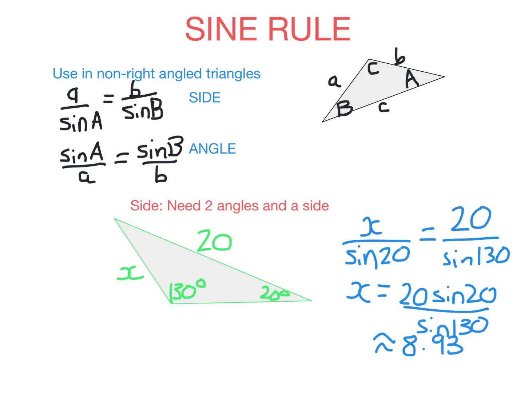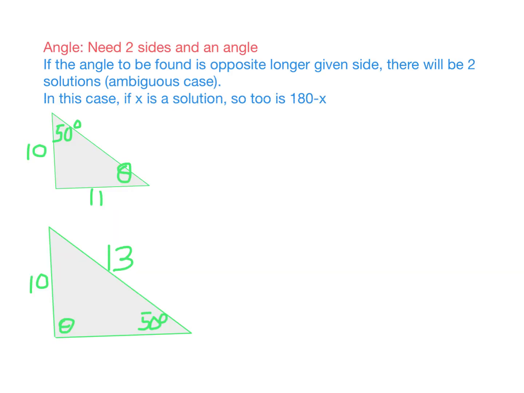All right, let's now look at using the sine rule to find unknown angles. So when we're using the sine rule to find an angle, we need to already know two sides and another angle. Really, you need a side angle pair and another side. Now, finding angles using the sine rule is a little bit more complicated because sometimes there's an ambiguous case. Sometimes there are two possible values for the angle you're trying to find. Now, I'll explain when that occurs through these two examples, but let's look at the first example here.